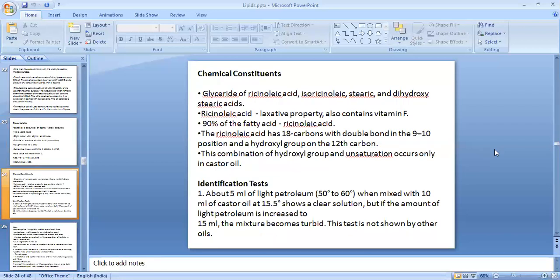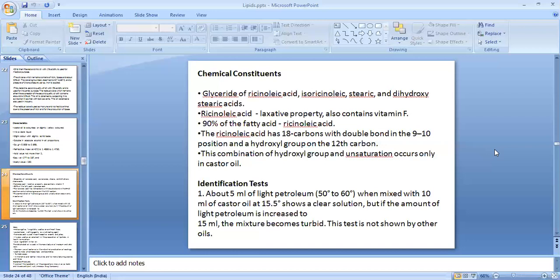And when you come to the chemical constituents of castor oil, it consists of the triglycerides of ricinoleic acid and isoricinoleic acid. These are the major fatty acids present. And apart from ricinoleic and isoricinoleic acid, it also has the triglycerides of stearic acid and dihydroxystearic acids. And ricinoleic acid and isoricinoleic acid are responsible for its laxative property.